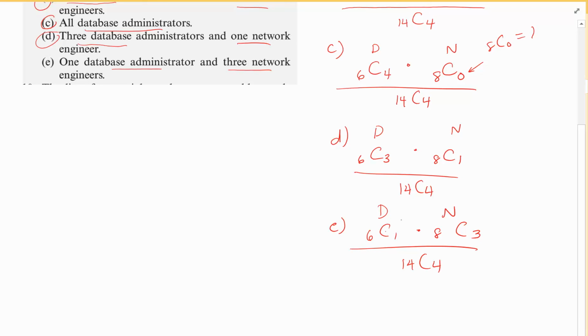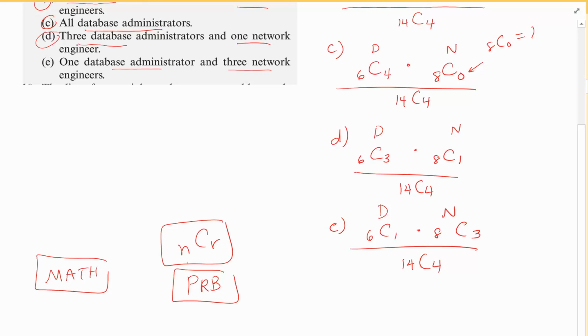These combinations I would evaluate in my calculator using the nCr function. That's usually above a probability button if you have that on your calculator, or if you have a graphing calculator you might have a math button on it. So find that nCr function to evaluate these combinations more quickly.